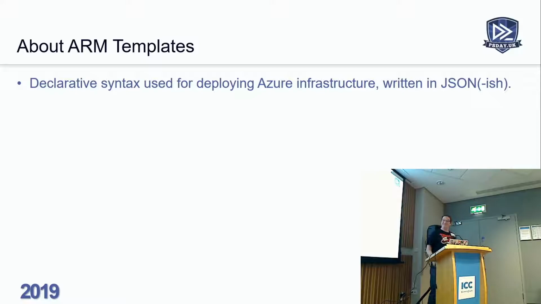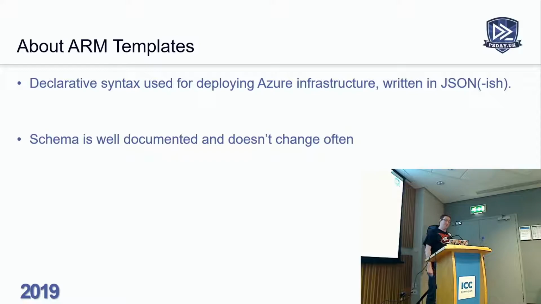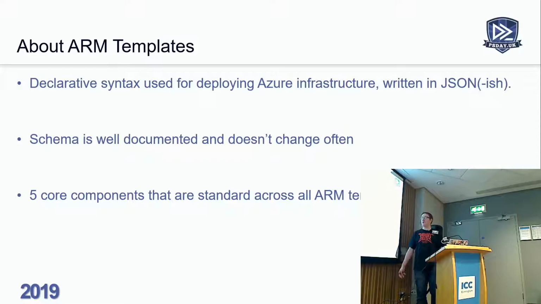The schema is well documented. It doesn't change very often. There's a bunch of docs online for this. It's actually really well documented for a Microsoft product. For an Azure-based product, at least, shall we say. There's five core components of an ARM template that all of the templates can use, no matter how many layers deep you go.